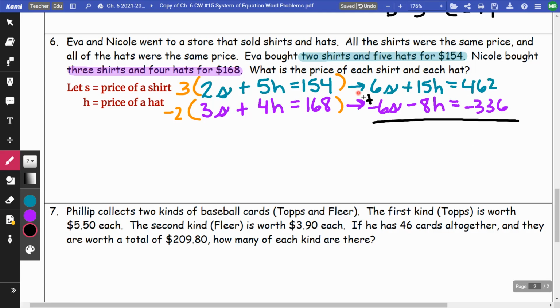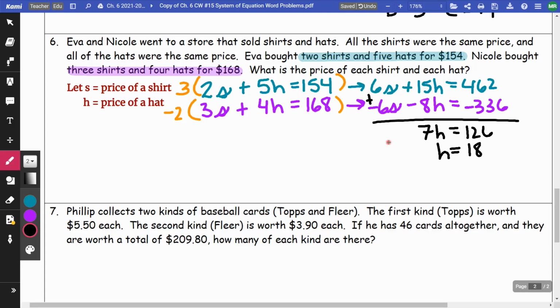So I'm going to add these 2 equations together. My S's are going to cancel out. I end up with 7H is equal to, and 462 minus 336 is 126. I'm going to divide by 7, and a hat costs $18.